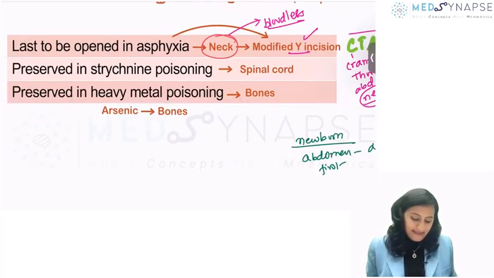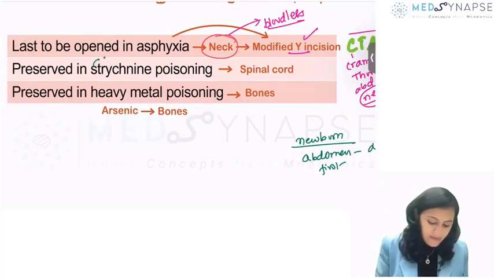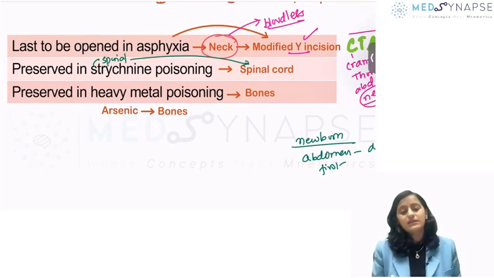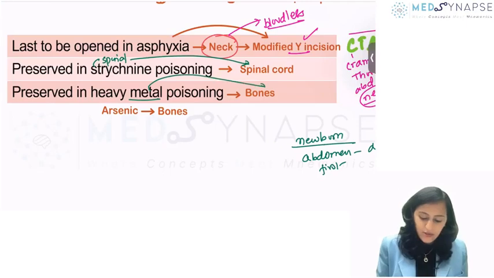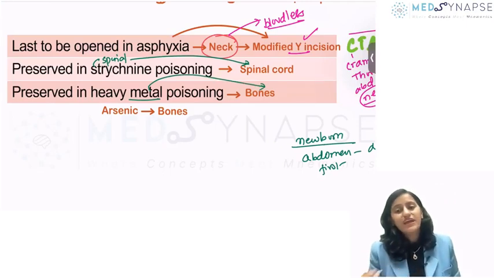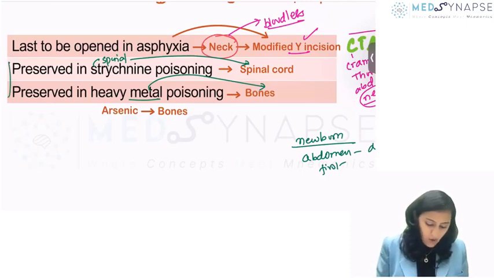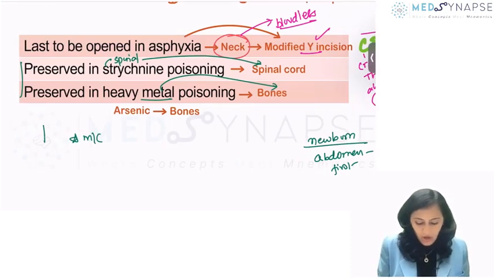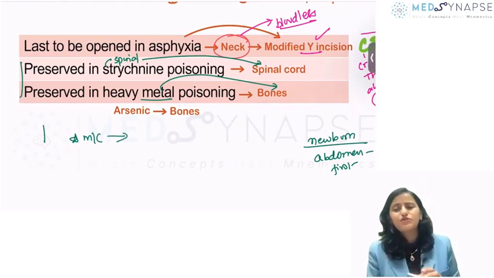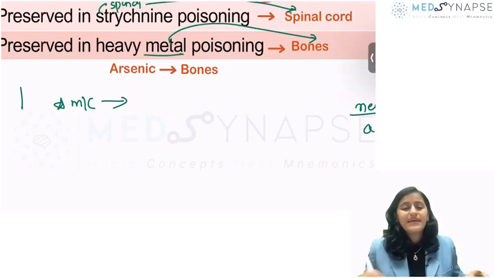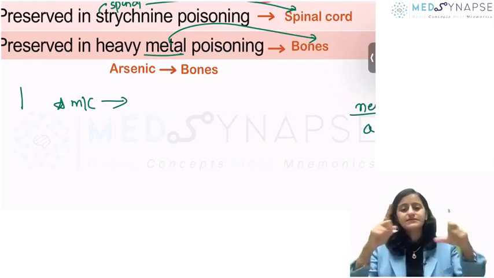Okay? Next one, preserved in strychnine. Remember, strychnine is a spinal poison. So you will preserve the spinal cord. Metals go into the bones, we said. So for heavy metal poisoning, you preserve the nails. And when you are preserving the organs, what is the most common solution that you use for preserving the viscera? Inverted Y is done in infants.